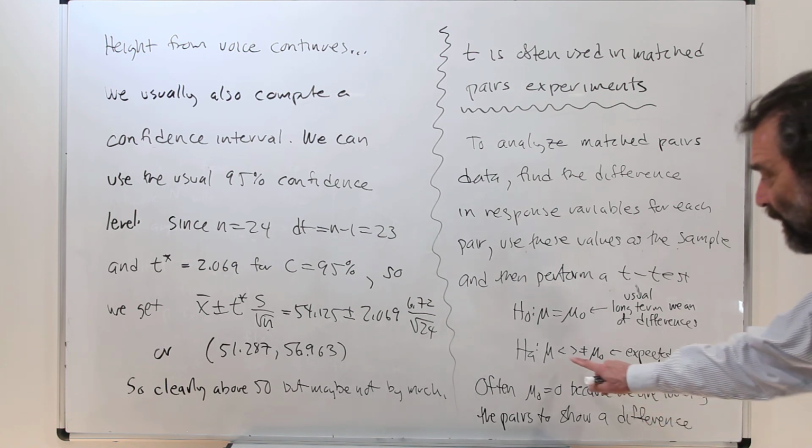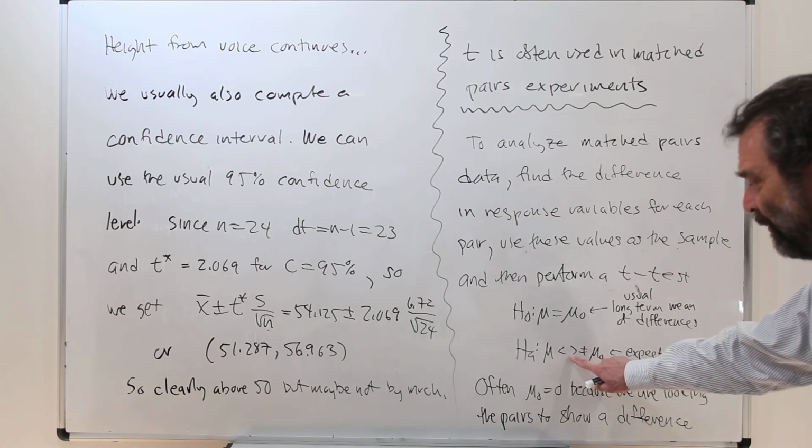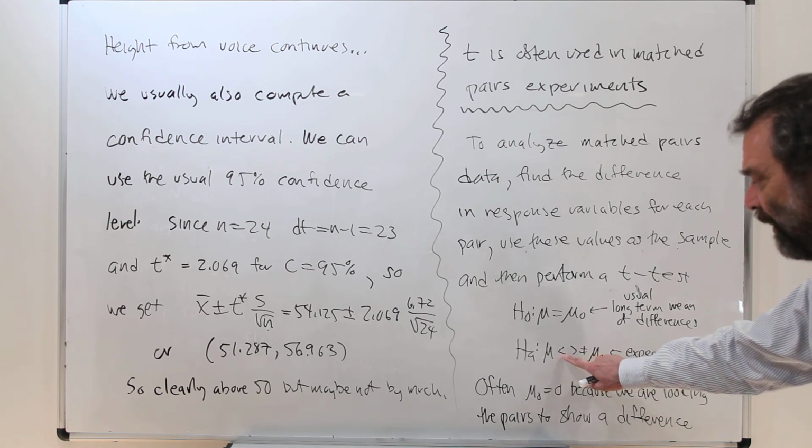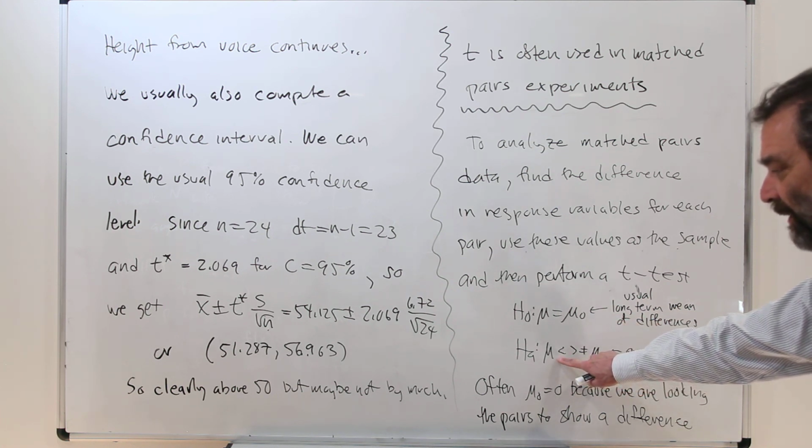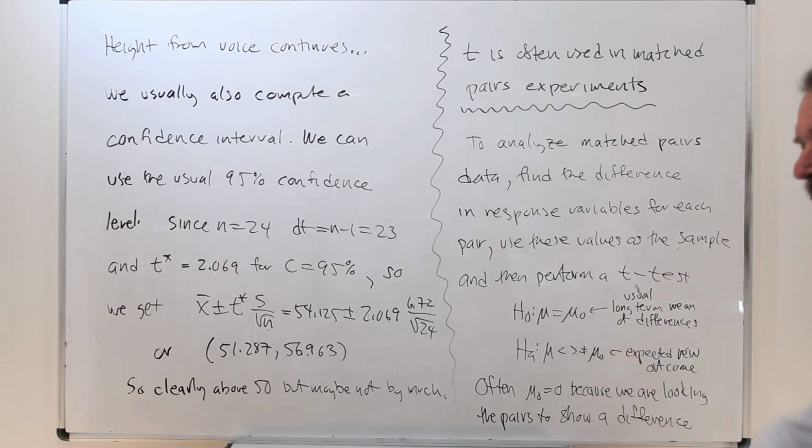And then for your alternative, depending whether you're looking for a decrease, an increase, or just a difference, you'd have mu something, mu naught sitting there. Now if mu naught was 0, then you'd have mu is really less than 0, greater than 0, or not equal to 0 as your alternative. So we'll go ahead and do one of those in a minute, and getting close to finishing off this chapter.